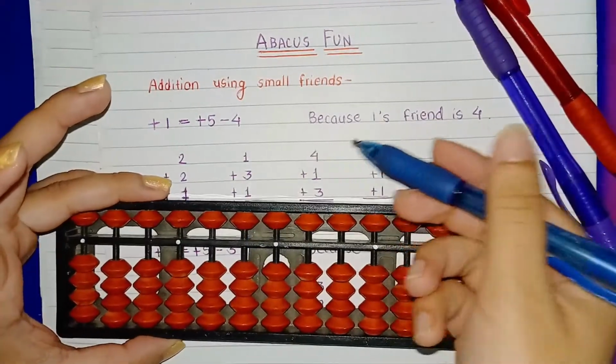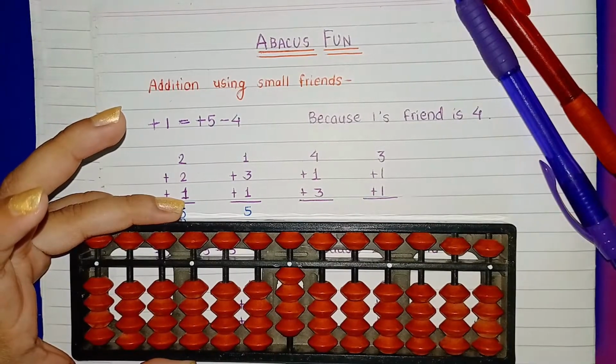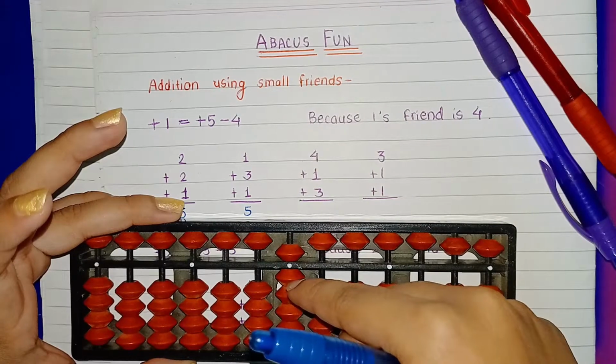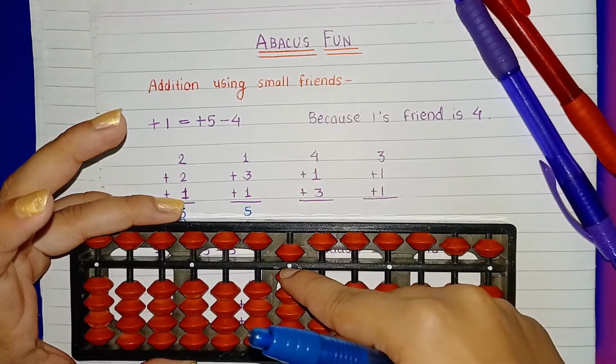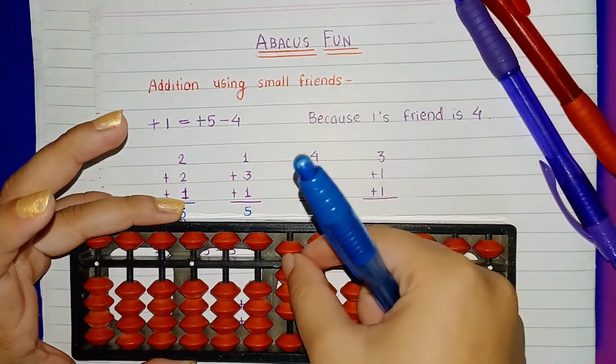Next, add 4. Add 4. Okay. Then add 1. Do we have space to add 1? No. So add the boss and subtract friend. After that, add 3. Add 3 directly. We get the answer 8.